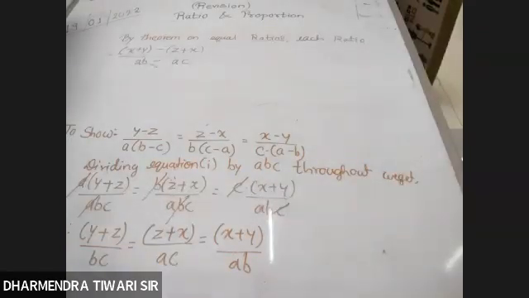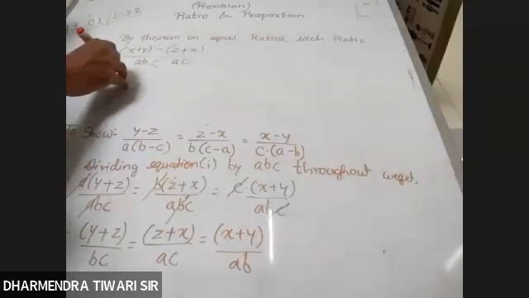The theorem on equal ratios says whatever the ratio you are having, if you are going to add them or subtract them, they remain the same. We are doing the same as per requirement. Our demand is for subtraction, so we have used subtraction instead of addition.